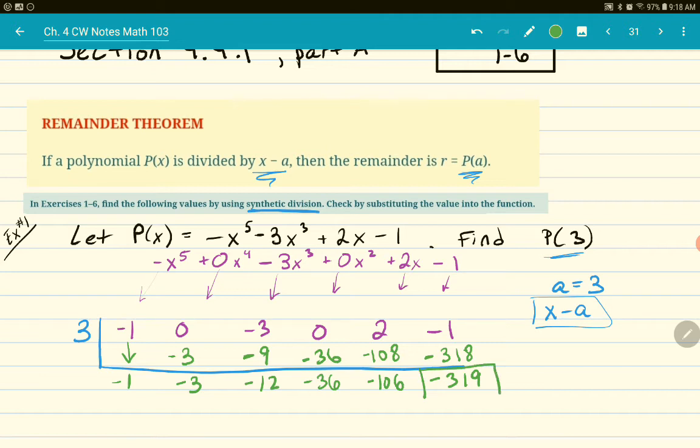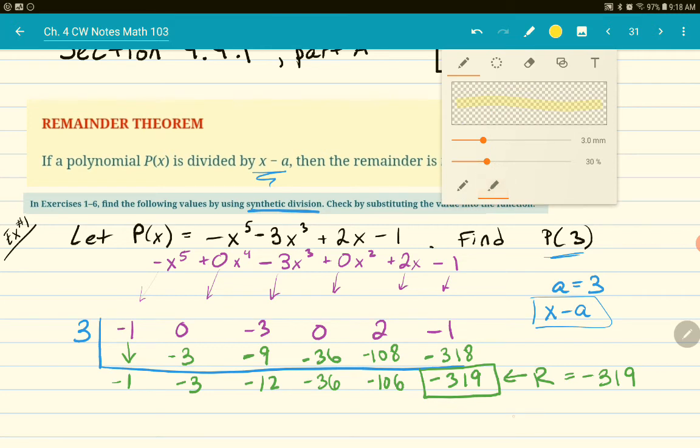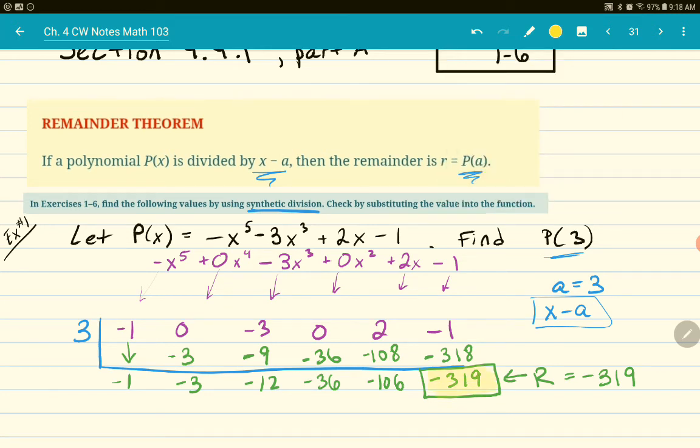So according to my synthetic division, my remainder equals -319. All right, let's keep that in our hat for a minute while we test the remainder theorem out.